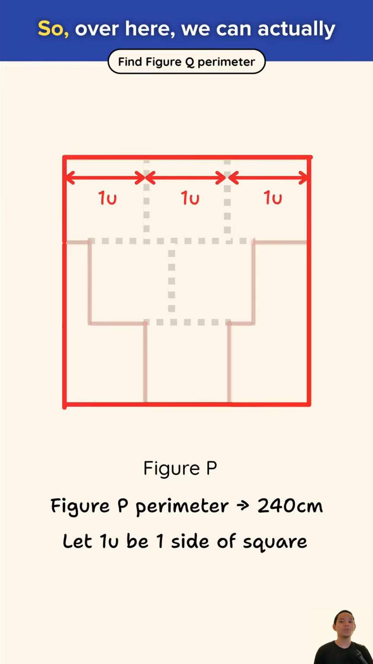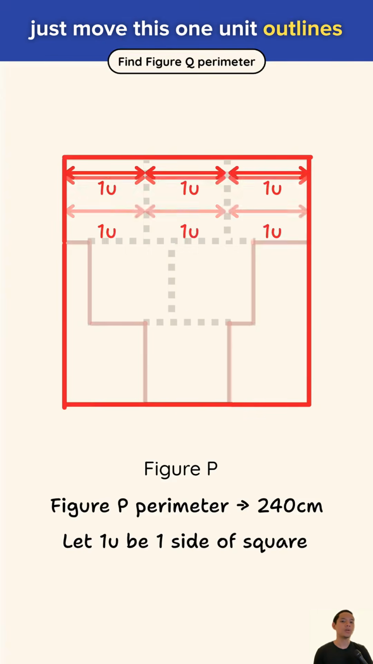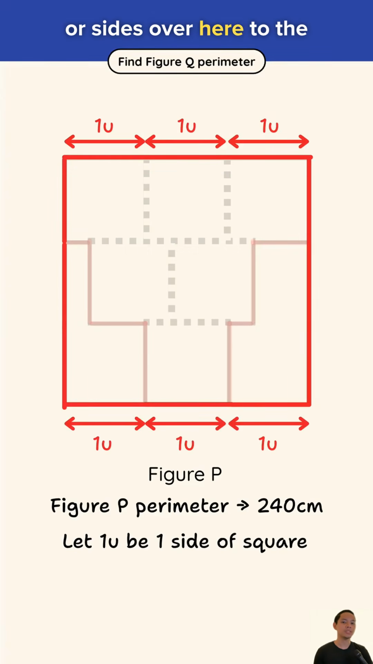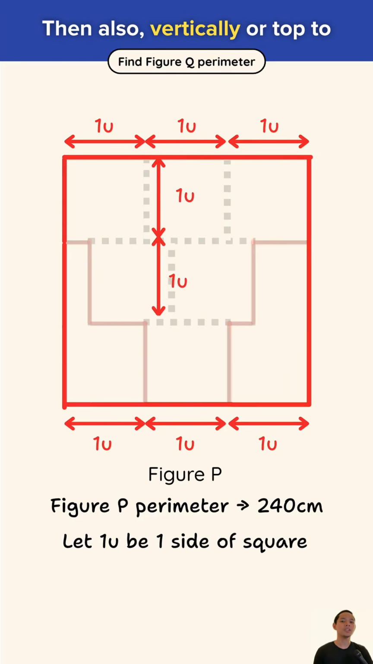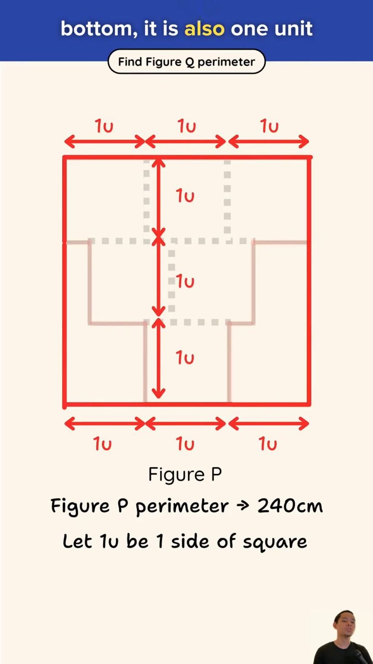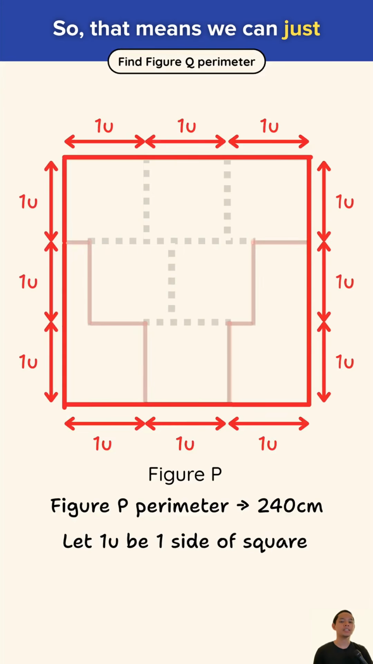All right. So over here, we can actually just move this one unit outline or side over to the outside of the shape. That's what we see over here. Then also vertically, or top to bottom, it is also one unit because the little squares inside are squares. So that means we can just make the one unit to be the left and right. So the breadth of this shape, it looks like a square.